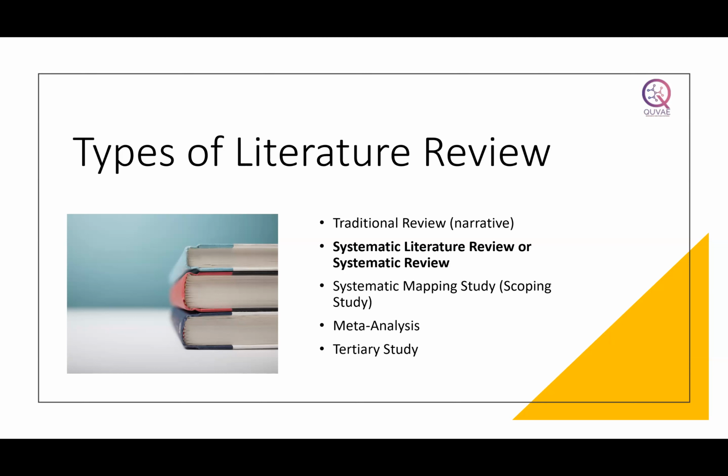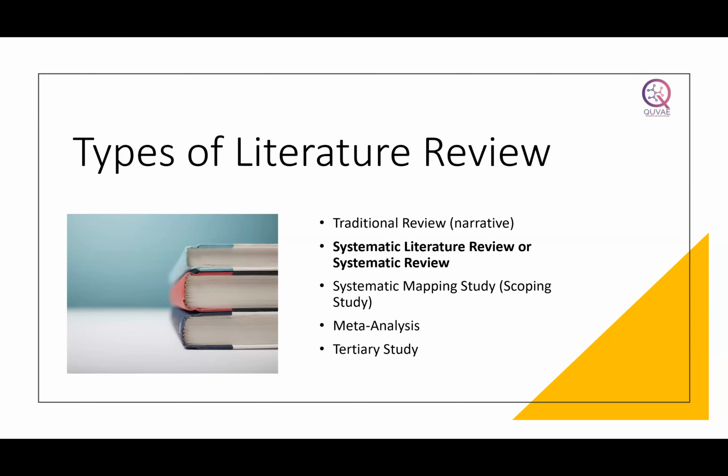Okay. Second is a systematic literature review, or a systematic review. In short, we call it a systematic review as well. So this approach involves a rigorous and systematic search of the literature, followed by structured synthesis of findings. Okay, so it aims to minimize the bias and provide an objective overview of the available evidence. So this is an evidence-based literature. This is our focus for this webinar today.